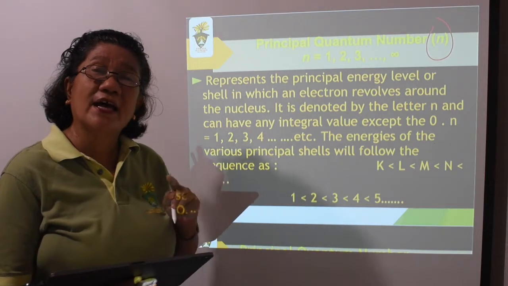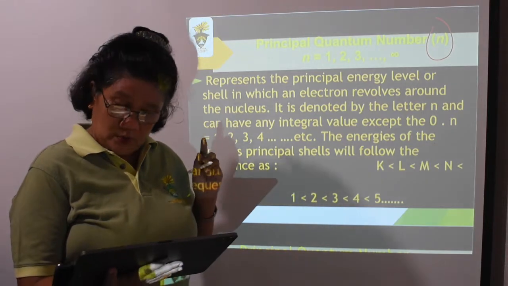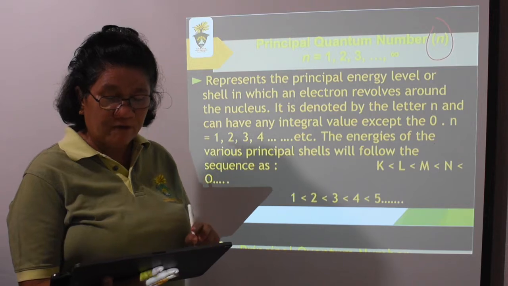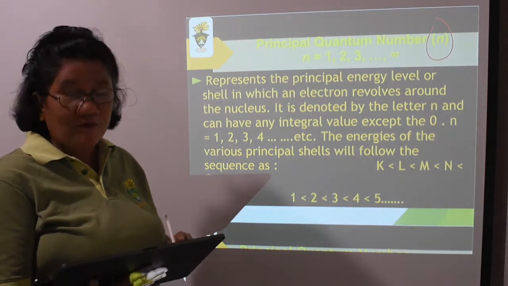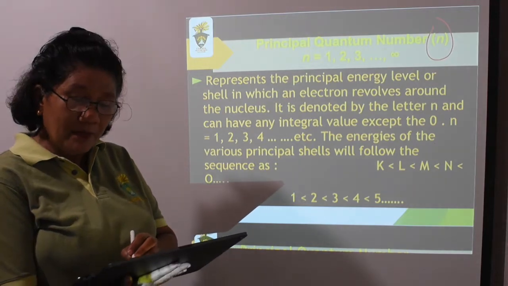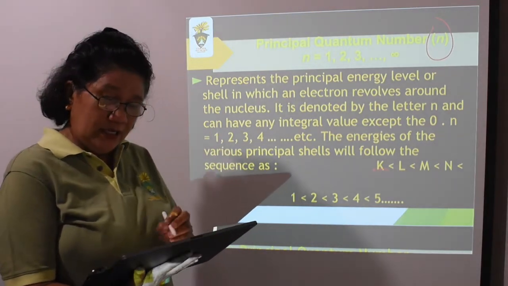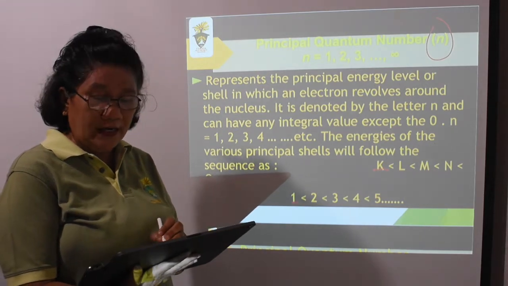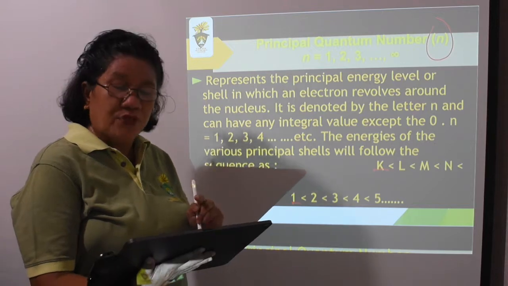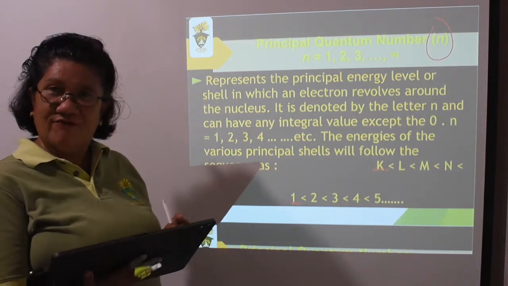It can have integral values of 1 up to 5. The energies of these various principal shells follow this sequence: K is the symbol for the lowest energy level, that is n equals 1. Then L equals 2, M is 3, N is 4, O is 5.